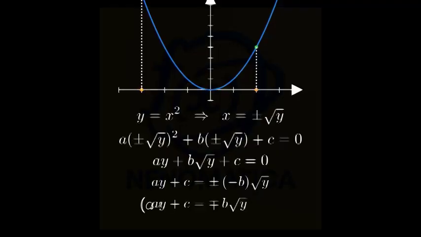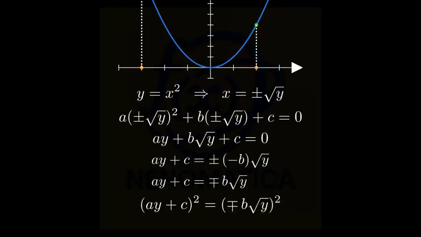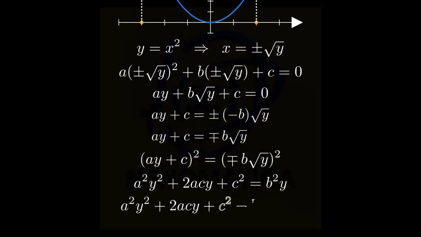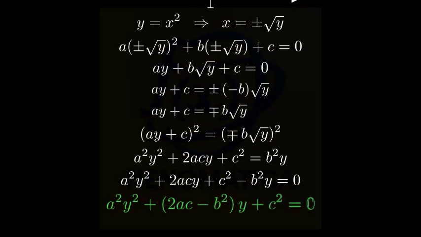Step 6. Square both sides to remove the square root. On the left, we square the binomial, and on the right the sign disappears. Step 7. Expand the left side and simplify the right side. Step 8. Move every term to the left to obtain a quadratic in y. Step 9. Group the linear term in y. The new quadratic equation, whose roots are the squares of the original roots, is.